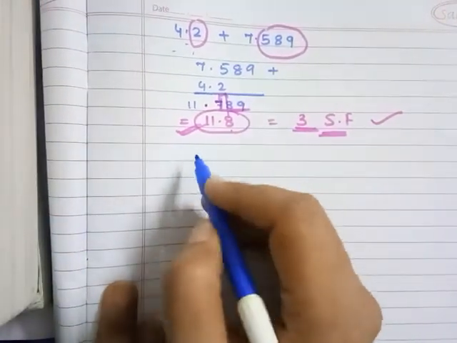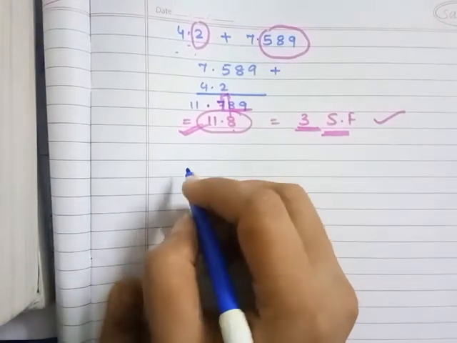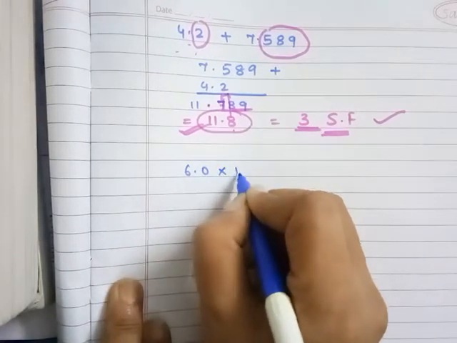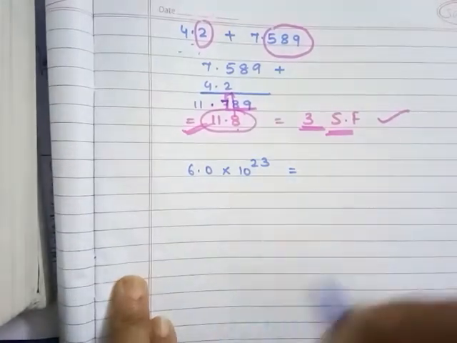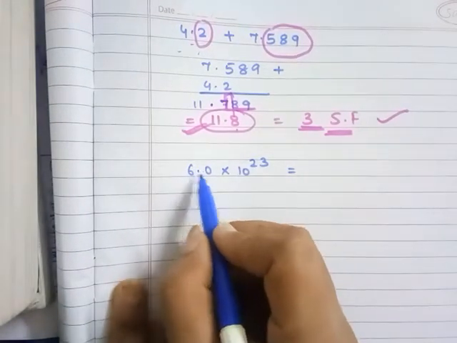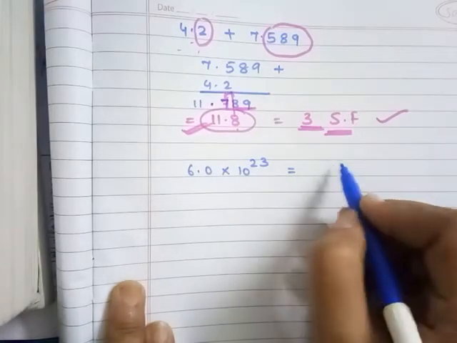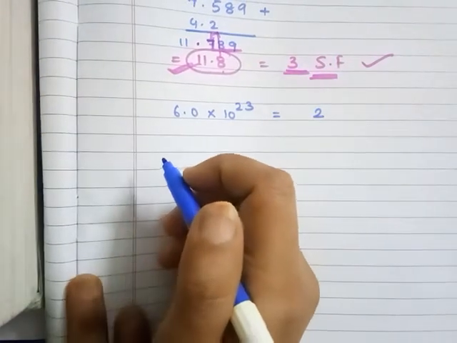So I hope we can do the remaining ones also. You need to find the significant figures in the number 6.0 times 10 to the power 23. How many significant figures? 6 and 0, because the zero is on the right of the decimal point, and it comes after a non-zero digit. So you have 2 significant figures.